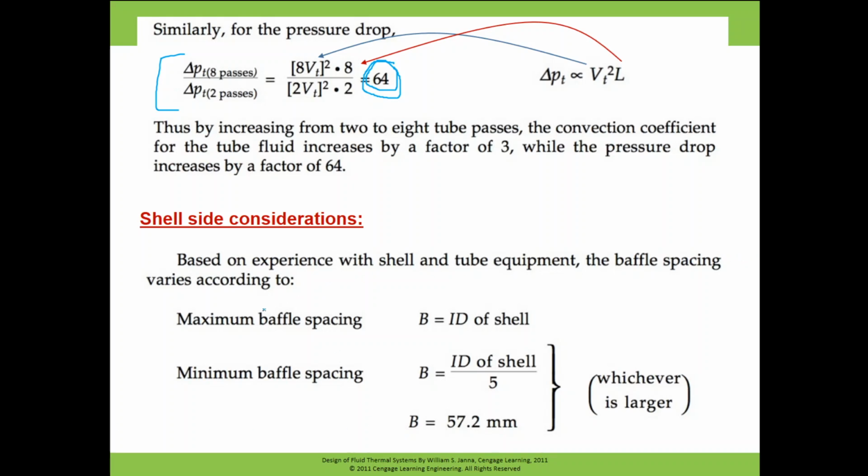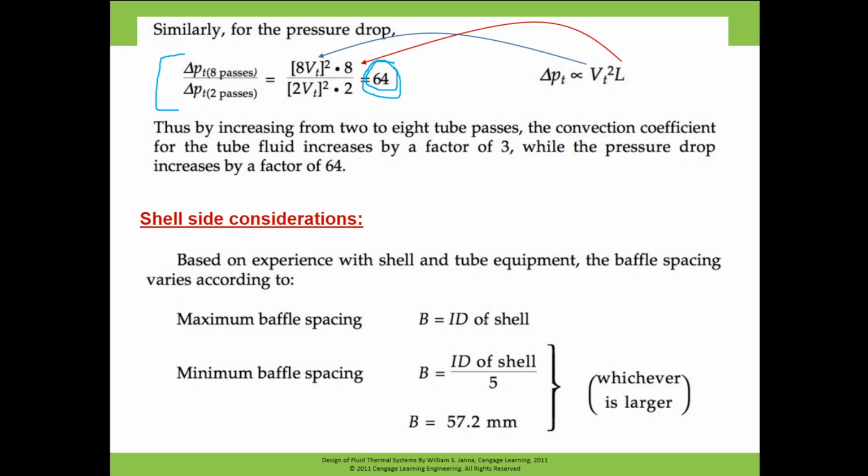Okay, so one of the parameters of the shell and tube heat exchanger shell side is the baffle spacing. If you increase or decrease the baffle spacing, then the area of the flow will be changed, the pressure drop will be changed, and the heat transfer coefficient will be changed. Okay, so the maximum baffle spacing can be equal to the inner diameter of the shell. If your shell diameter is 400 millimeter, then the maximum baffle spacing should be equal to the inner diameter, which is 400 millimeter.